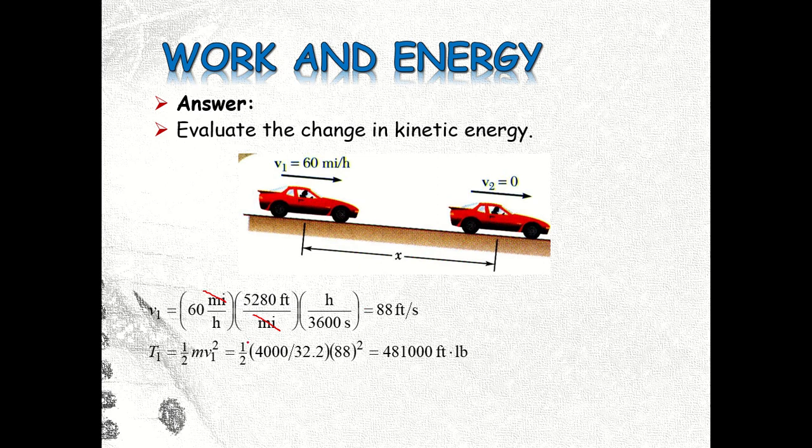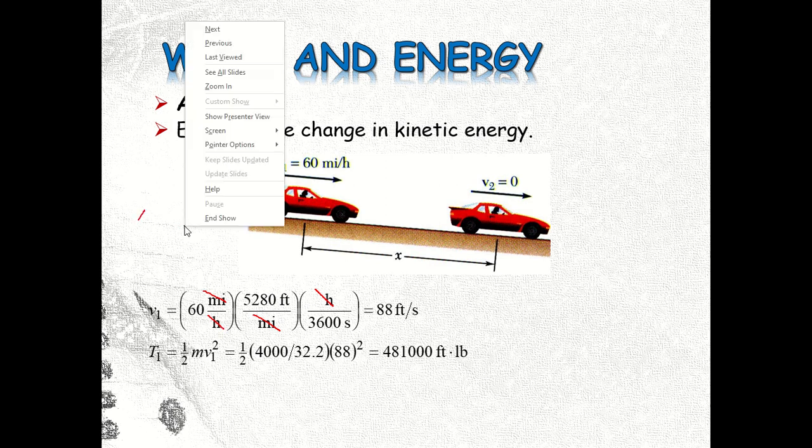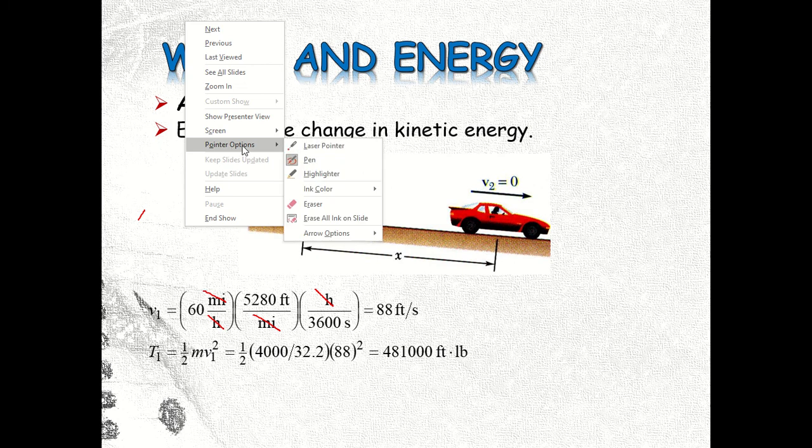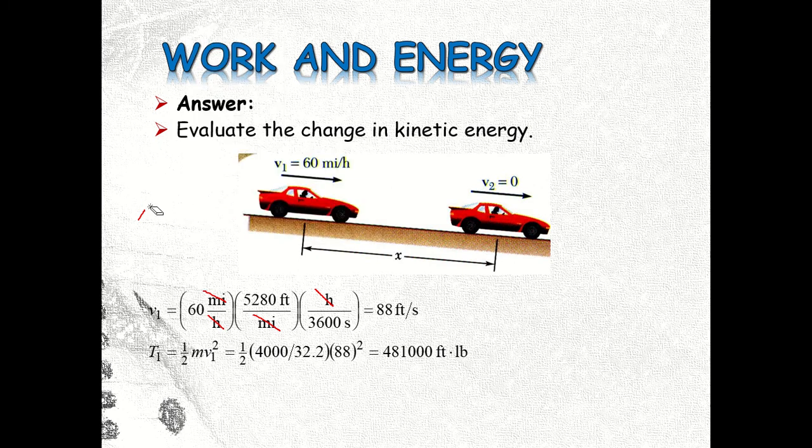But we need the result per second. So we have hour at the numerator and hour at the denominator. We know that 1 hour is equal to 3,600 seconds, so we use that conversion. Hour in the numerator and hour in the denominator cancel out. And when you divide by 3,600, we get 88 feet per second.